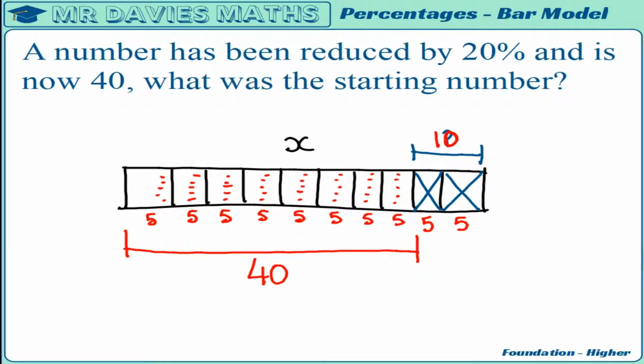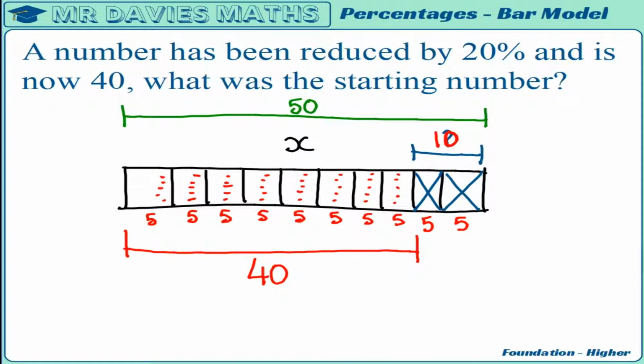So my final question to you is, what was the original number? What we got told is this part was worth 40. We've now figured out that they took off 10, so my original number was 40 and the 10, which is a total of 50. So my starting number was 50.